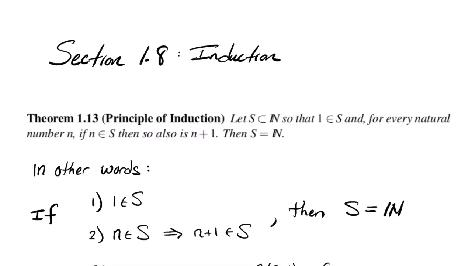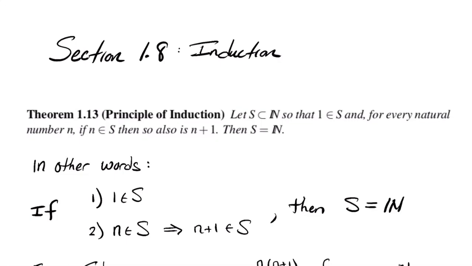It says that if you take a subset of the natural numbers called S, and it has two properties, that 1 belongs to S, and that whenever you have a number n in S, the number n plus 1, its successor, is also in S, then S actually has to be the entire set of natural numbers. I'm rewriting that at the bottom of the screen in more of a checklist form.